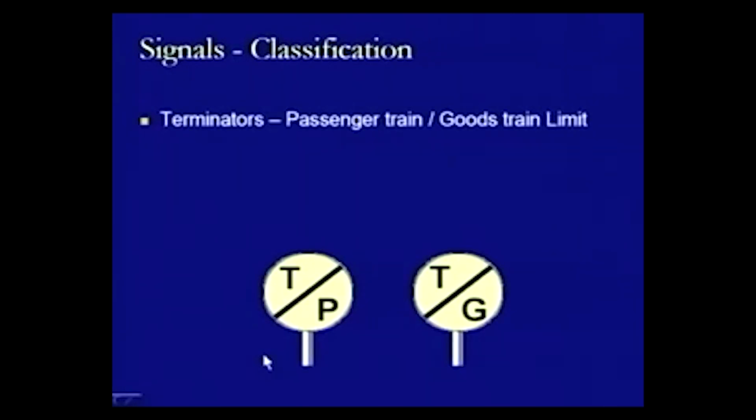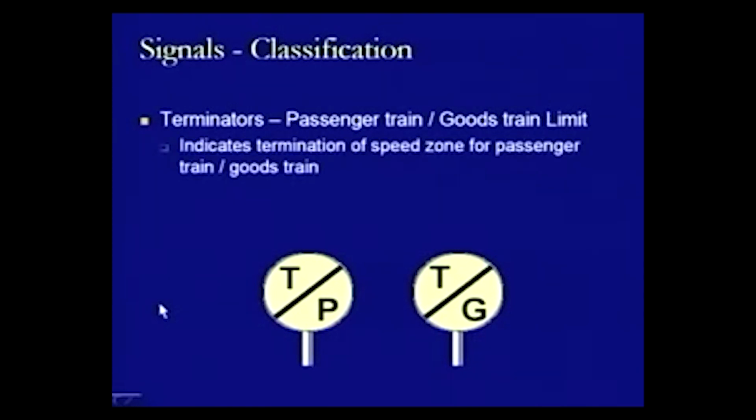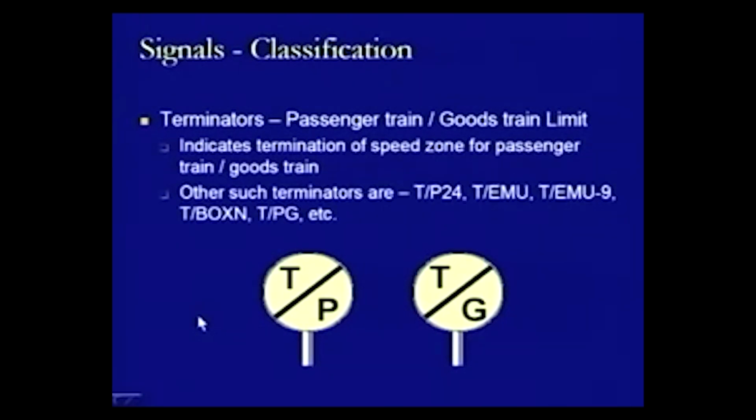Then similarly, we have the terminators for say the passenger trains, for the goods trains limits. They indicate the termination of the speed zone for passenger train or for the goods train. Other such terminators are also available like T/P24, T/EMU, that is EMU is generally used in the suburban or the urban areas for like metros etc. T/box N, this is box N for goods type of traffic, T/PG means passenger and goods, and so on.